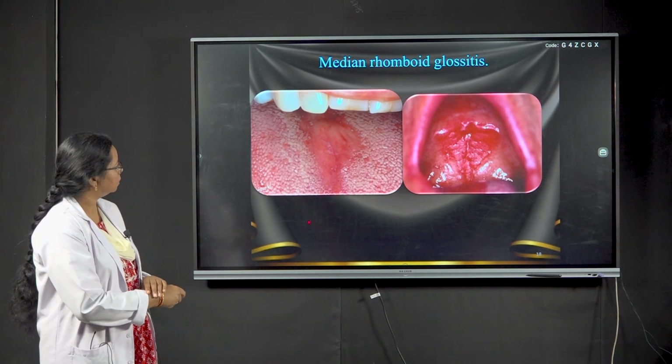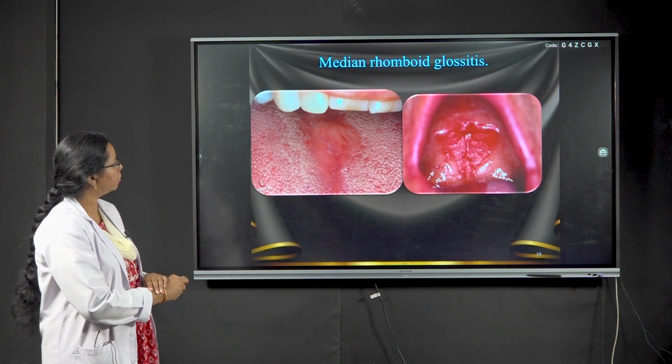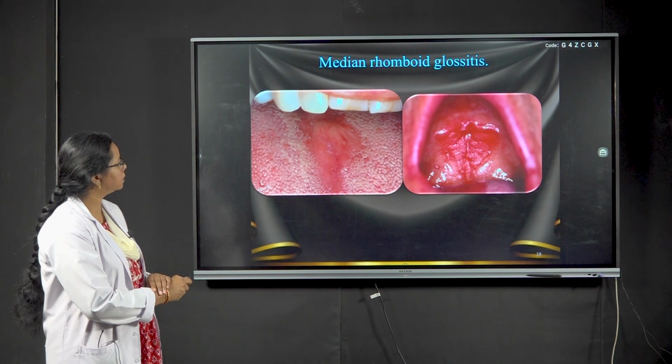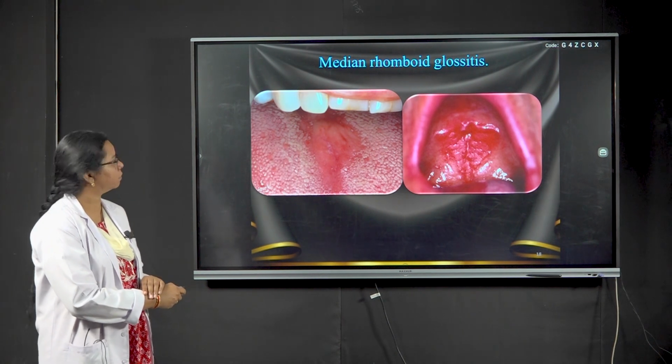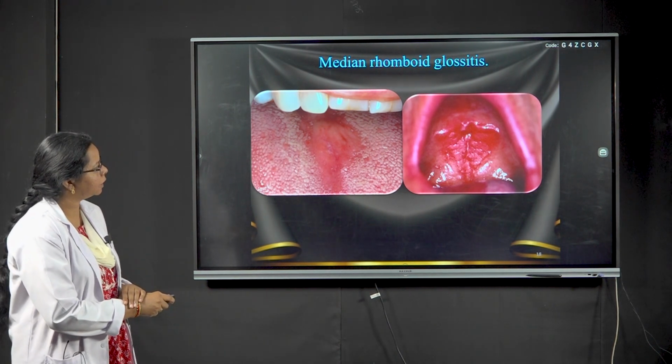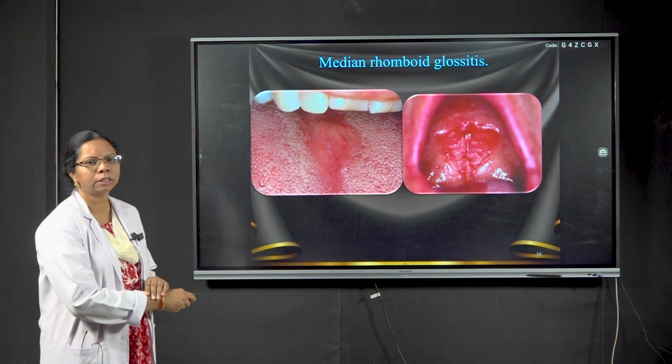So this is the area of median rhomboid glossitis. You can notice the depapillation in this area, especially seen in the posterior 1/3 of the tongue, and the same erythematous lesion is seen on the tongue.